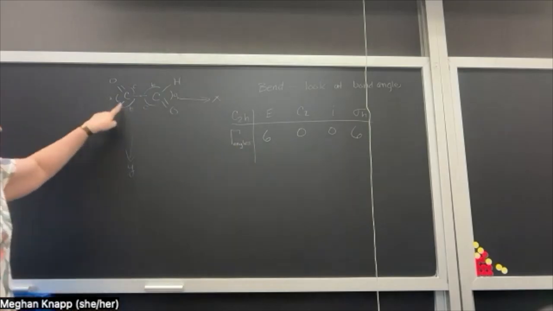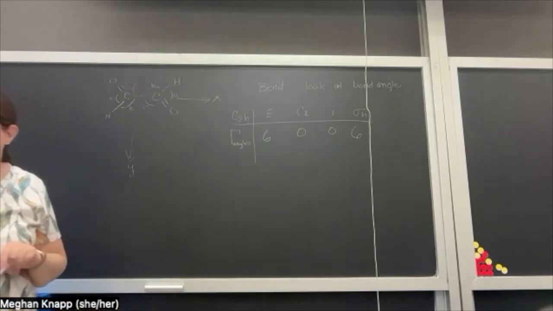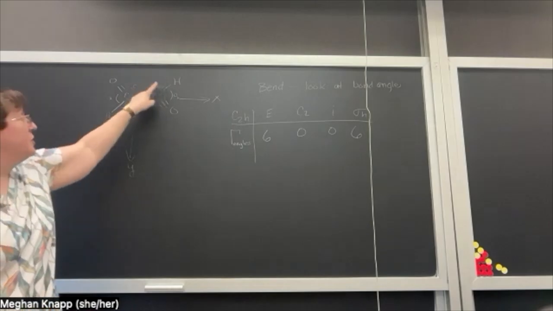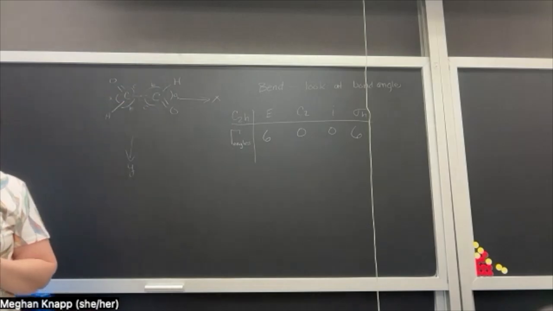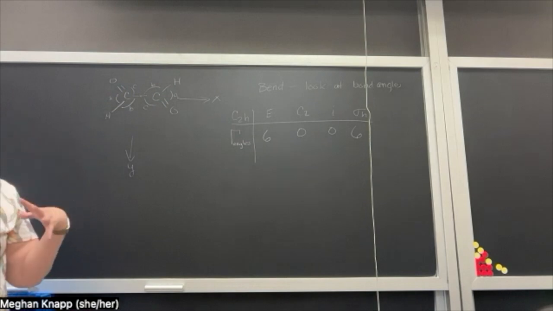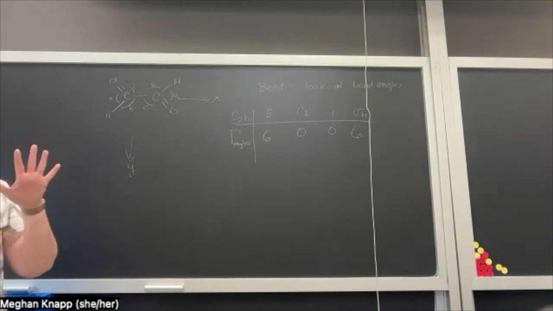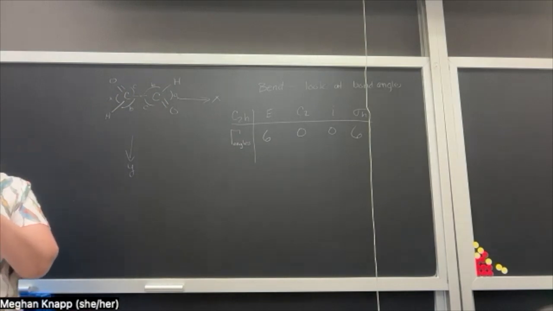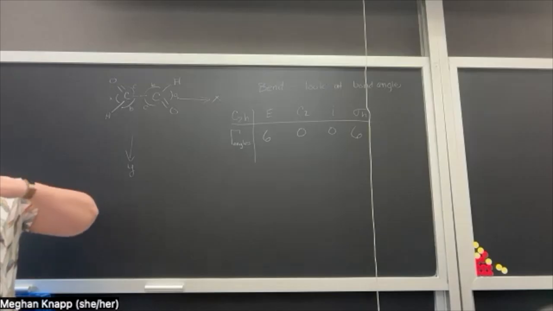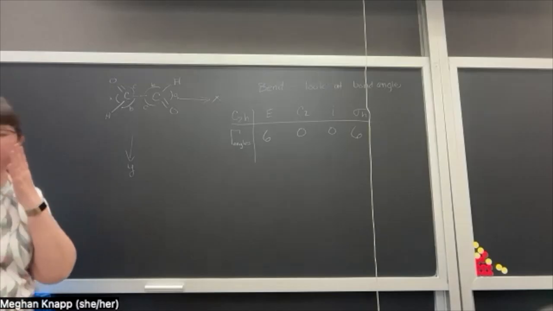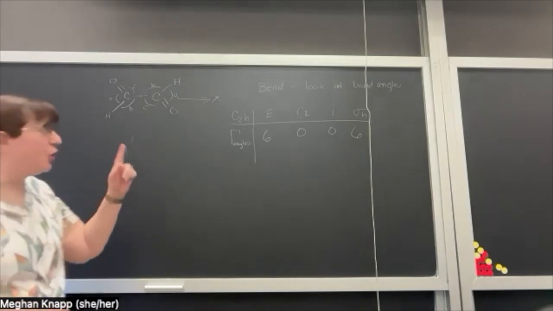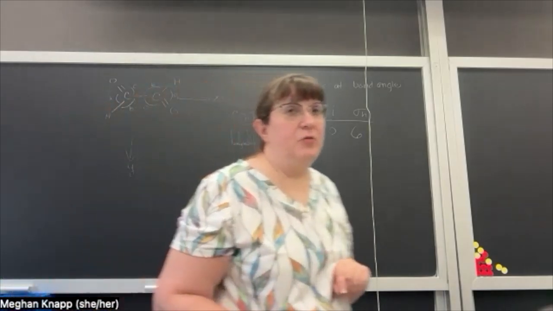Some of them are going to be these guys stretching. So I have 1, 2, 3, 4, 5 that are bonds. Each of those can stretch, so that accounts for 5. And then this is a planar molecule, so I can have one more that is twisting out of the plane. Okay, so that's how we would make a representation.